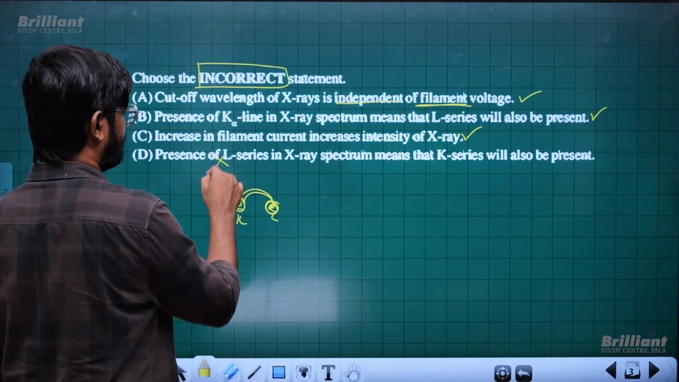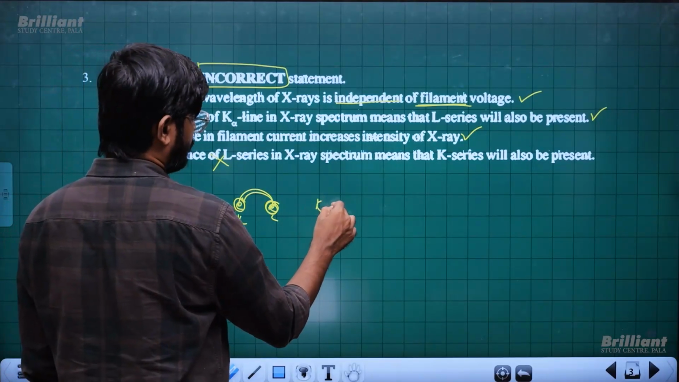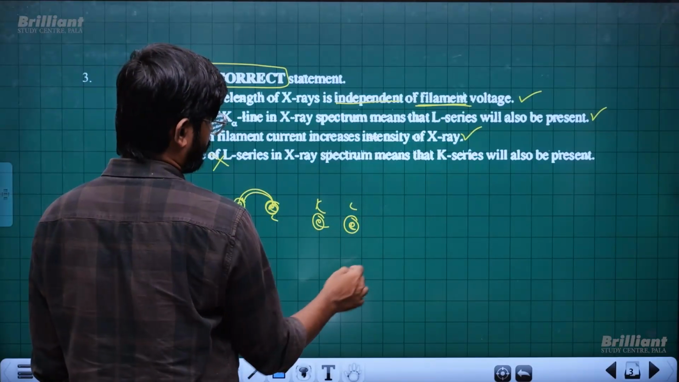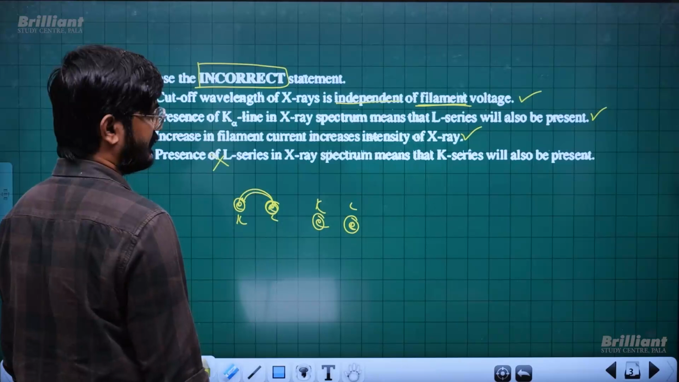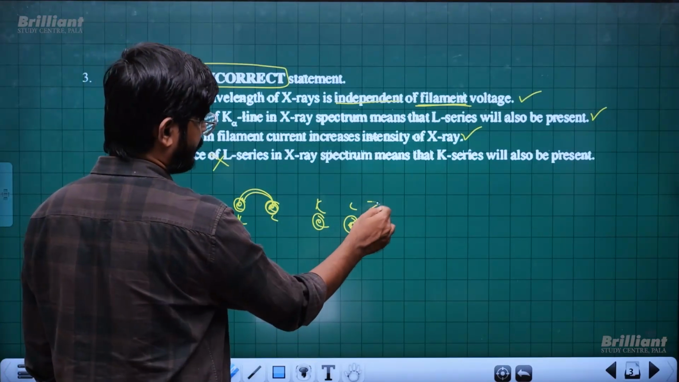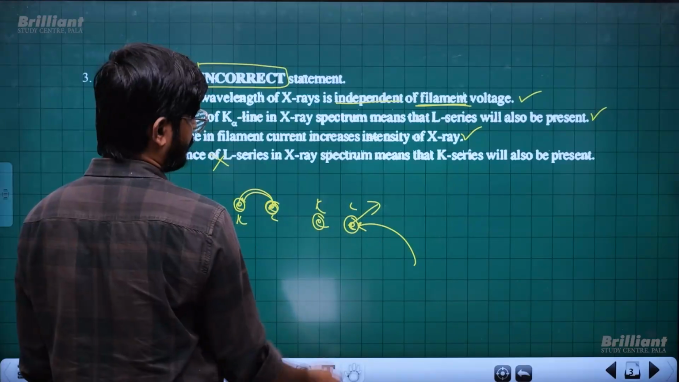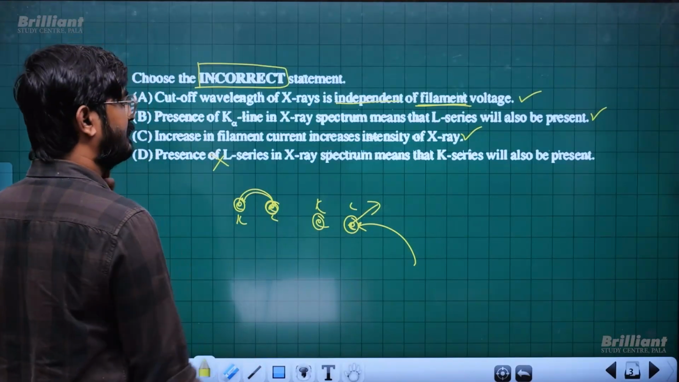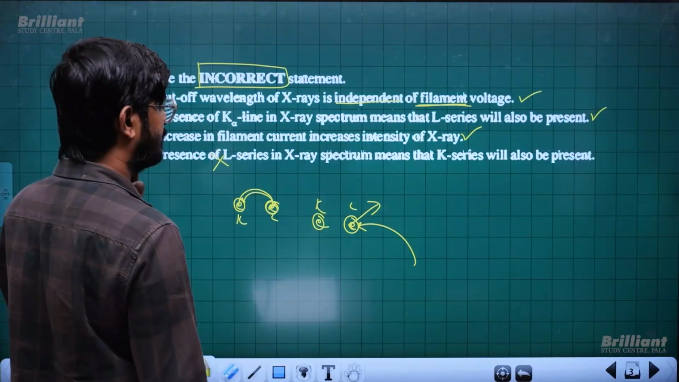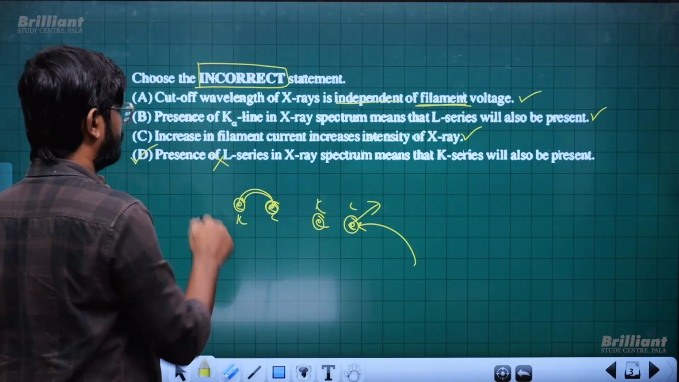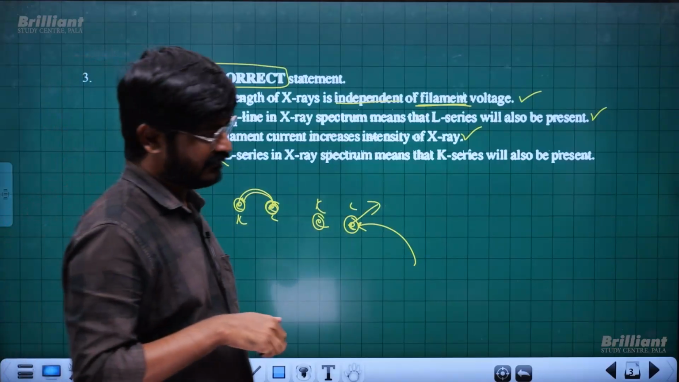Now this doesn't need to be. Suppose the K shell is occupied with an electron and the L shell is occupied with an electron. If some electron comes with energy that is not sufficient to knock out the K electron but can knock out the L electron, that electron goes out and is replaced by some other electron. So the L series can be present, but that doesn't mean the K series will be present in that case. So this is wrong, and we need to mark the incorrect one. So option D is the one we should be marking.